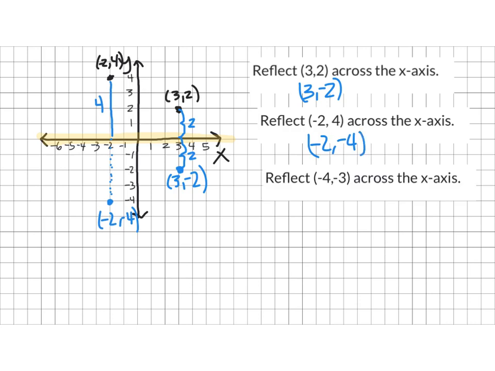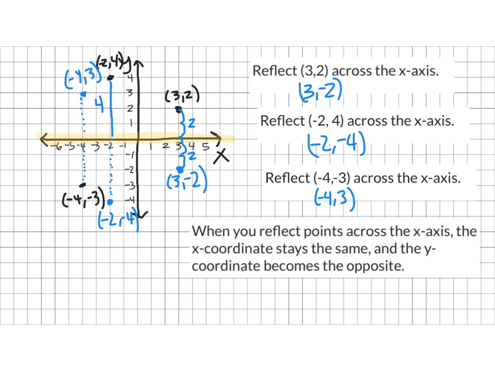And finally, I want you to reflect negative 4, negative 3 across the x-axis. Take a moment and see if you can predict where that's going to land before you actually draw it out. Do you think it's going to end up at negative 4, 3? I do. We start at negative 4, negative 3. That's a distance of 3 away. So then I must go 3 away up above, landing me at negative 4, 3.